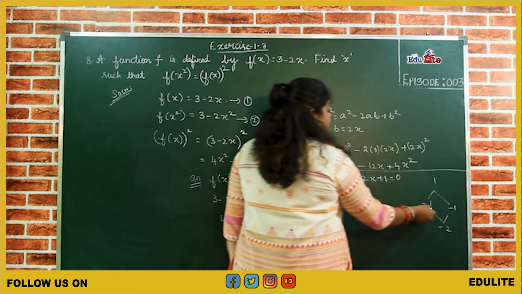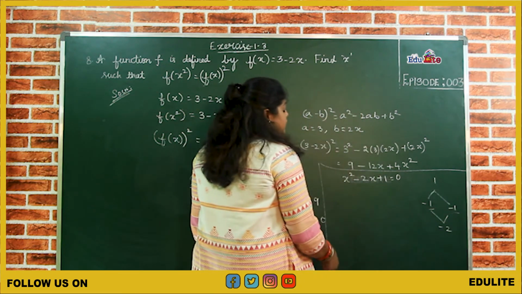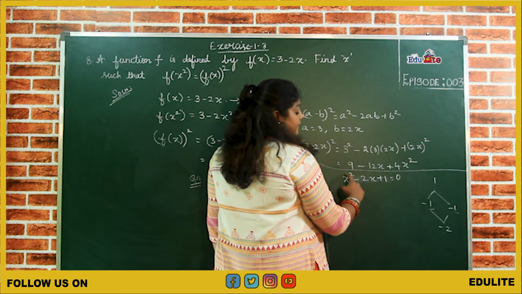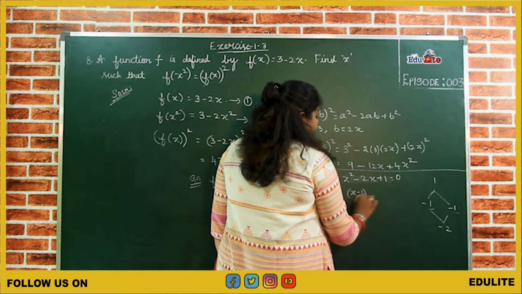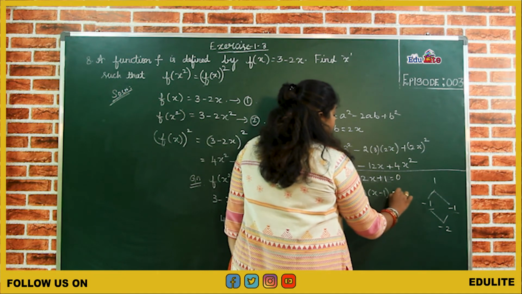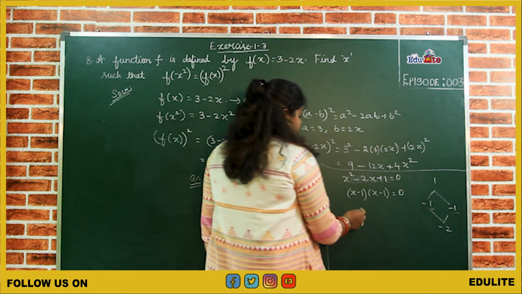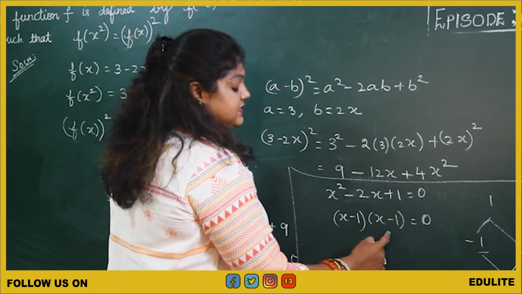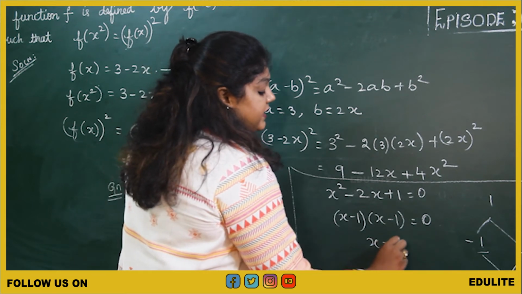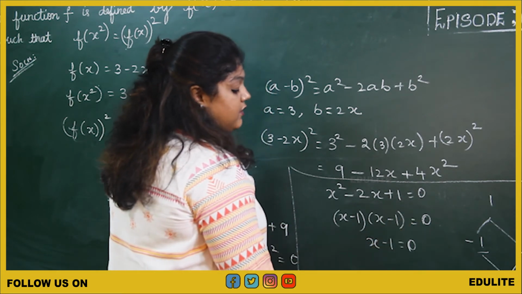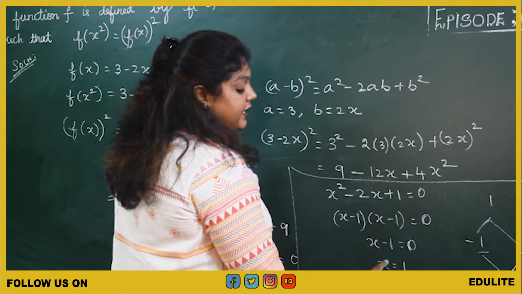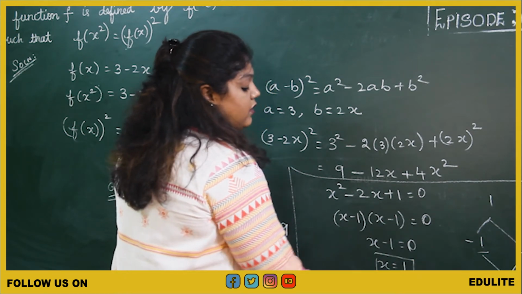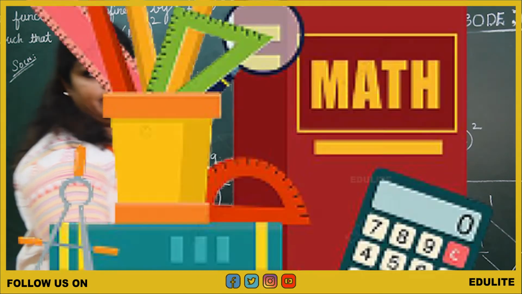So I chose minus 1 and minus 1. What should we write depends upon the x factor. So we should write this as x minus 1 equals 0. Since both are the same, we will consider x minus 1 equals 0. Then if I take 1 to the other side, it will become plus 1. Therefore, the value of x is equal to 1.